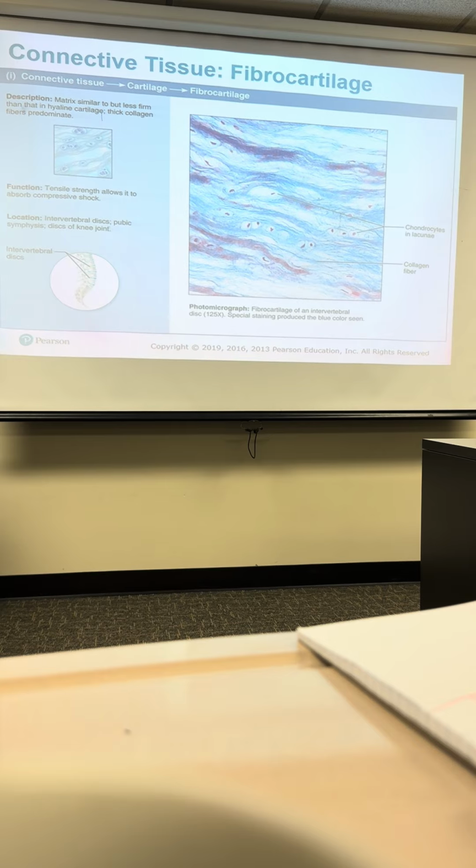And then the next one, the fibrocartilage. Let me tell you a cheating code. Every time you see something very, very dark blue, we are talking about fibrocartilage, because this specific collagen fiber can only be stained dark blue. Where do you usually find them? Intervertebral disc, pubic symphysis, and the disc of the knee joint. That's where you find it.